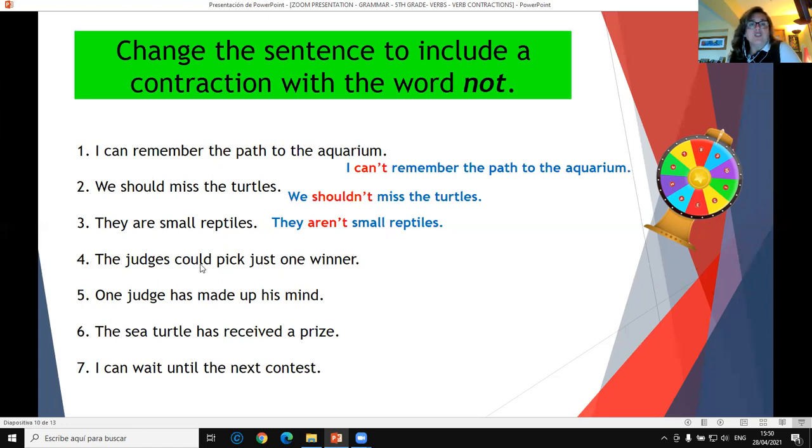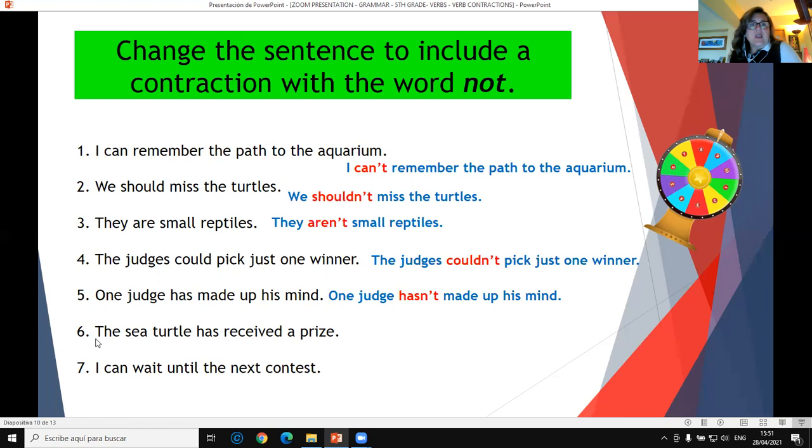Number 4, the judges could pick just one winner. We could say could plus the word not and say couldn't, and the sentence will be the judges couldn't pick just one winner. Number 5, one judge has made up his mind. We can put the word not after has and say hasn't, and say one judge hasn't made up his mind.